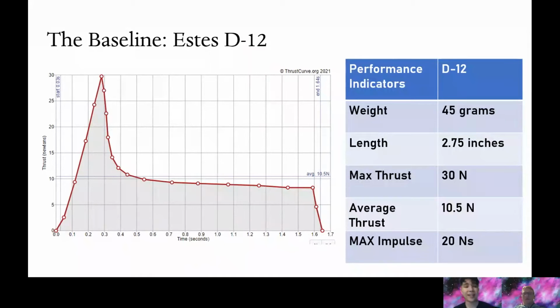So when analyzing these 4 successful tests, we had a lot of failures and we had 4 successful tests. We had to have something to compare the data against. So we went with the Estes D12 motor, which is a very similar motor, which is why we went with it, because it's 45 grams and 2.75 inches, which, as you'll see, is very similar metrics to our engines. And it has these data points.